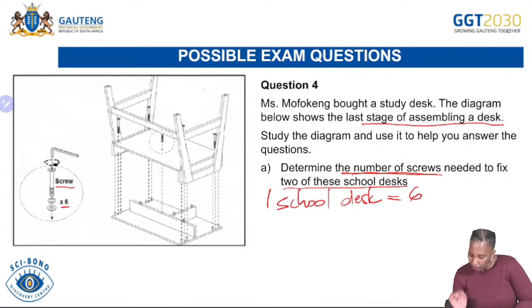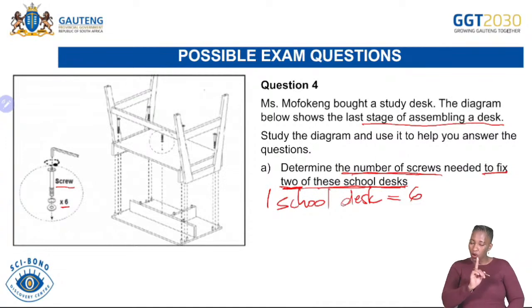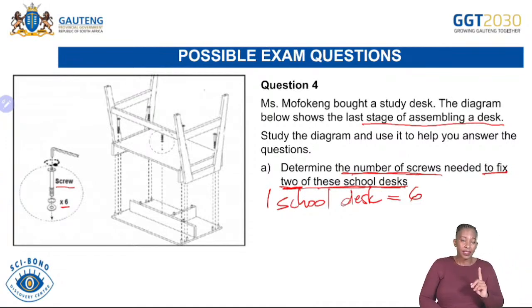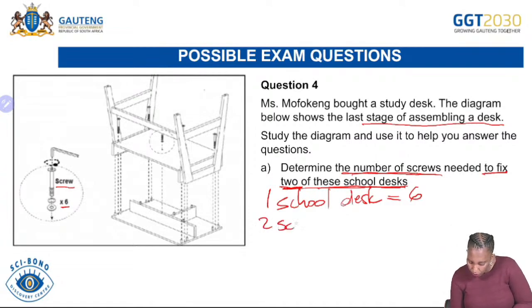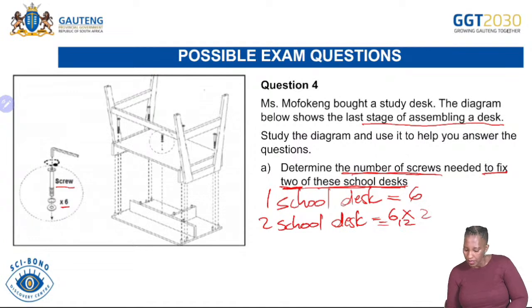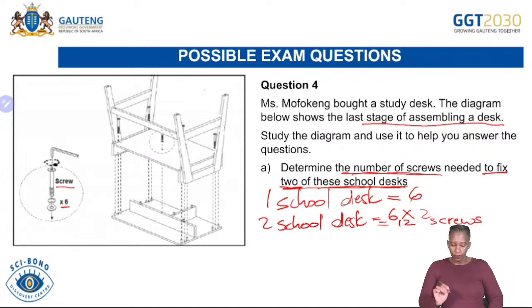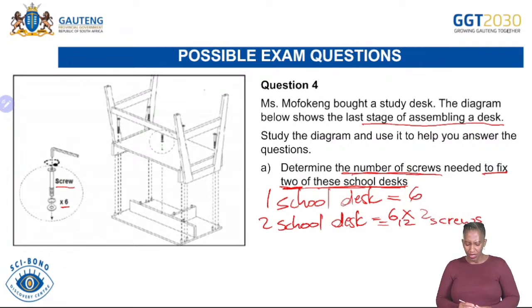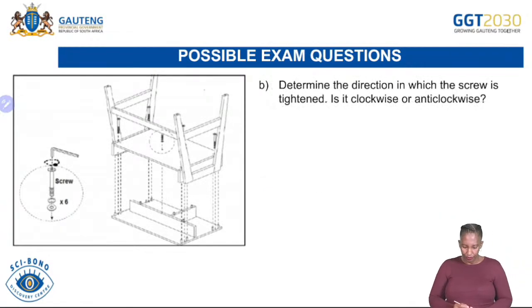And then they say Miss Mofokeng bought this to fix 2 of this school desk. Not only 1, but 2. And 1 desk uses 6 screws, and then the 2 will use how many? So 2 school desks will be 6 times 2, which will give us what? 12. So we'll need 12 screws to fix the 2 school desks. Boys and girls, I hope you are still following.